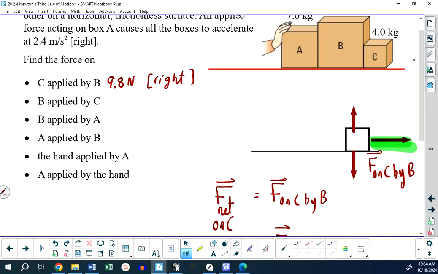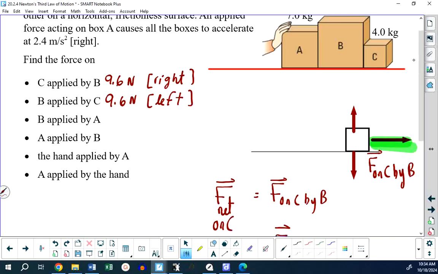What is the force on B applied by C? 9.6, right? Okay. Thank you. I can always tell when somebody turns around that I've written something down wrong. 9.6 newtons to the right is the force on C by B. Well, what is the force on B applied by C? It's 9.6 newtons left, because of Newton's third law of motion.